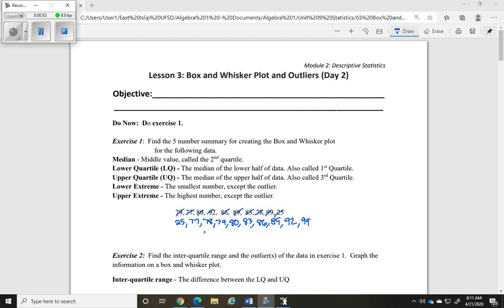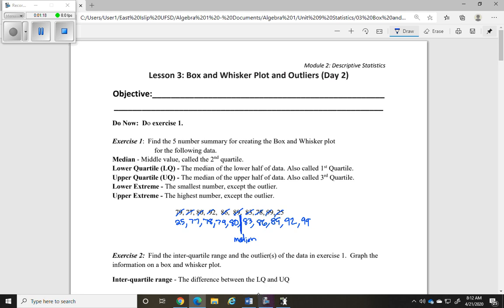So when we're doing a box plot on our own, you have to make sure your numbers are in order. I already did that. And then the 5-number summary: 1, 2, 3, 4, 5, 6, 8, 9. There's 10 numbers, so right in here is the median. The median is between 80 and 83.